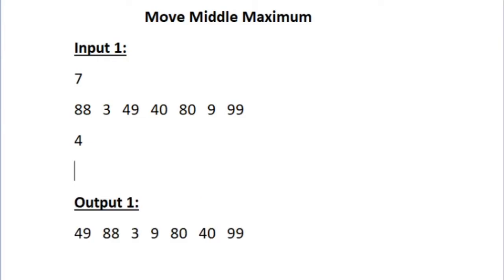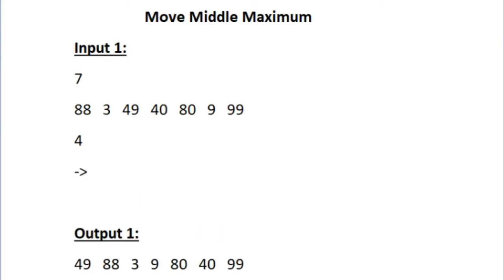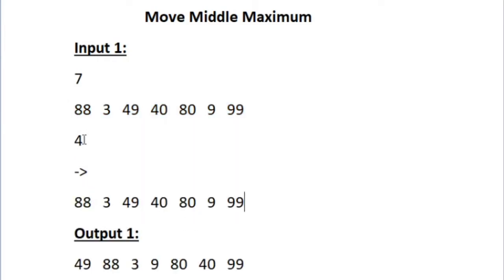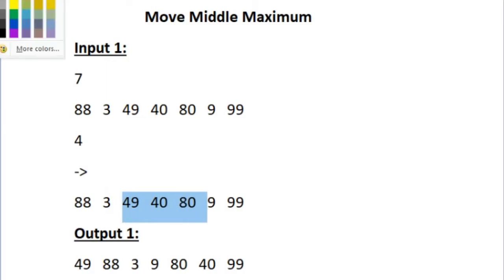So first let me copy down the given n integers. So these are the n integers, and first I am copying those n integers as such. Now we have to modify these n integers 4 times, because the value of t is equal to 4. So first our task is to find the middle 3 integers.